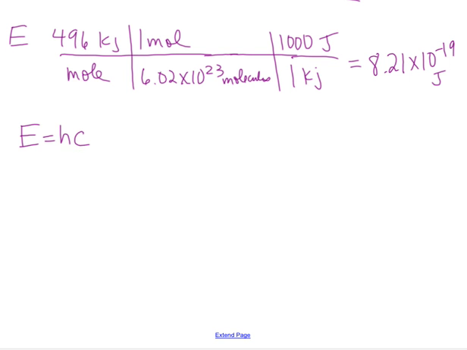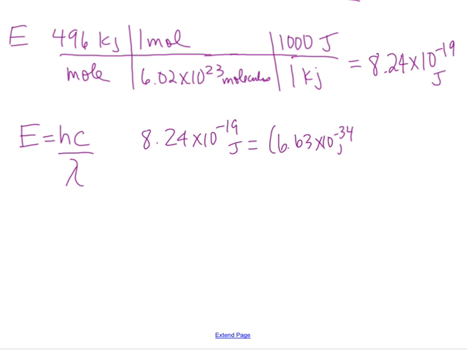Yeah, the combined equation. Energy is equal to hc over lambda. So our energy is 8.21 times 10 to the negative 19th joules is equal to 6.63 times 10 to the negative 34th joule seconds times 3 times 10 to the 8th meters per second. And we're solving for wavelength. What unit are we going to get wavelength in? Meters. So what is our 3 sig fig metered wavelength?